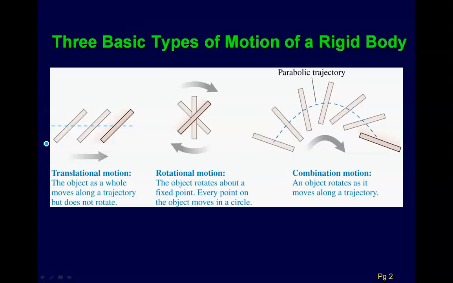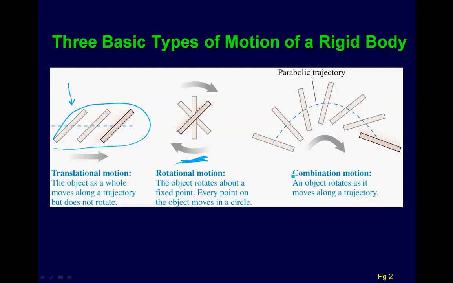Now, up to this point, we've talked primarily about what we can call translational motion. So here we have a ruler or something, and in this picture, it's just moving translationally or linearly. And so the object as a whole moves along a trajectory, but it does not rotate. We've talked about rotational motion a little bit, but objects, of course, are allowed to rotate. And we haven't dealt too much with this, and so we're starting to now.